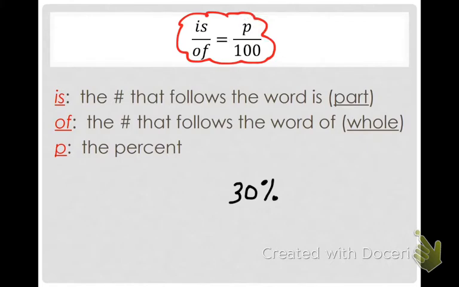Now, if I said something like 5/10 of the class is here. Out of the 5/10, which one is the part of the fraction? The 5 or the 10? The 5, okay? So that right there is my is. 5/10, 10 is the whole number. How many people are there, okay?